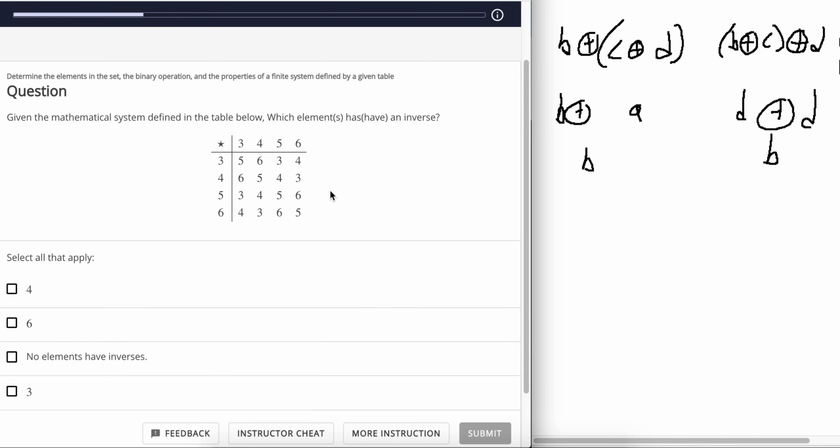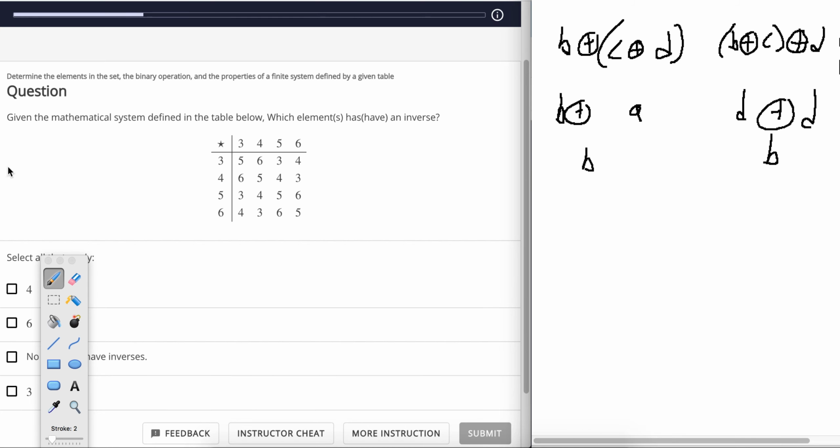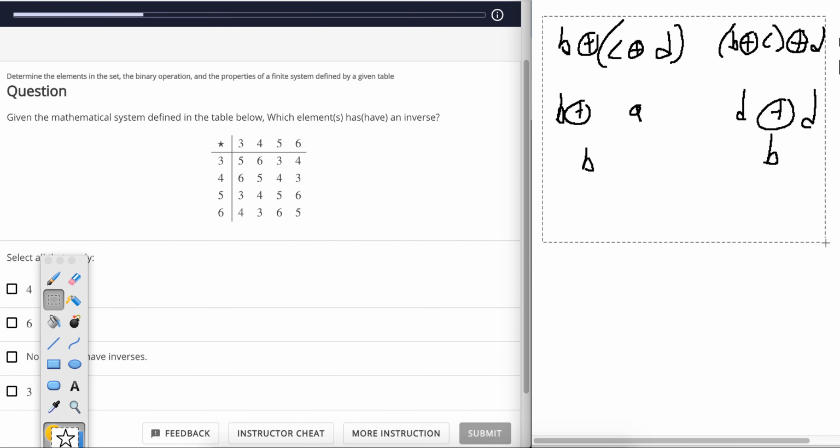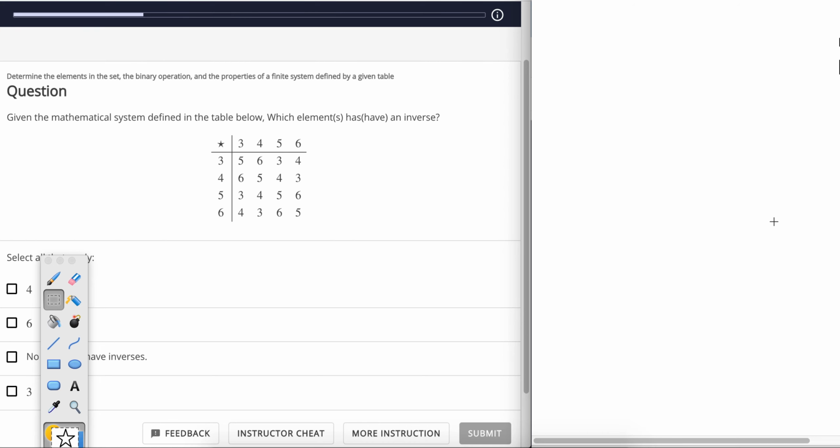Oh my God, when have we done this? Okay, they're asking for an inverse. So that means we have to find an identity first, right?